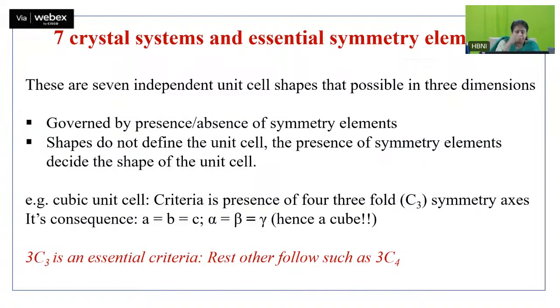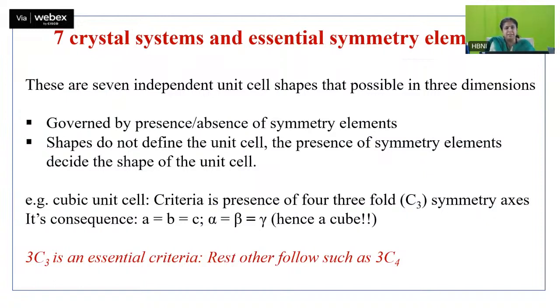Now, you have studied in your book that there are crystal systems. So what are the crystal systems? They are nothing but the seven independent unit cell shapes that are possible in three dimensions. A very interesting thing is that students will go and learn we have cubic, tetragonal, triclinic, hexagonal. We say, I have a cube and the cube should have these particular symmetry elements.